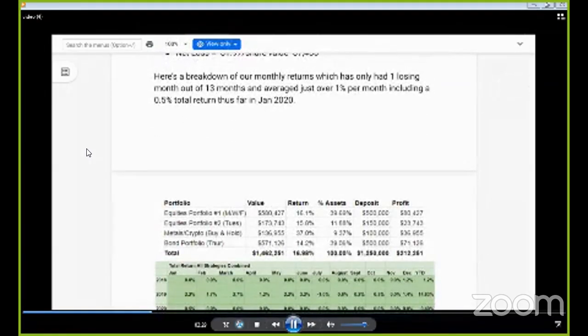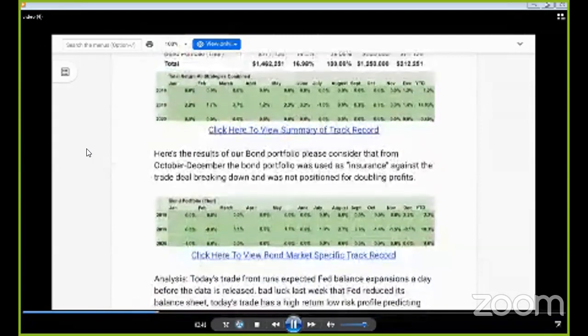Now, so far we're up 0.5% in 2020 in January, so we're well on track to hit our 1% return. And in terms of the loss in the TLT today, it's really bad luck. Here's what's happened.